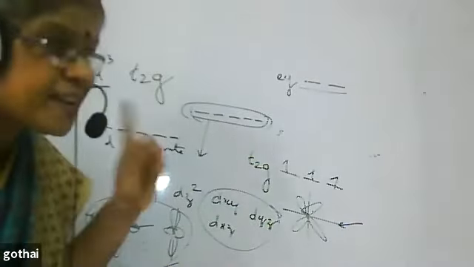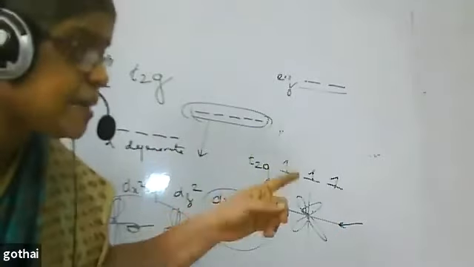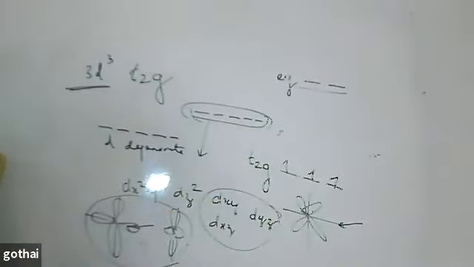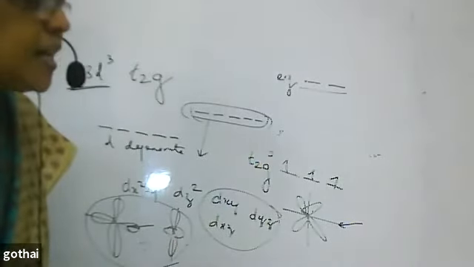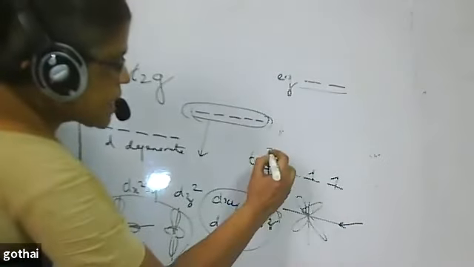d3 means you should not just write d3, d3 is a half-filled stable T2G configuration. Otherwise, you can write d3 as T2G3, a stable configuration, like this, because the number of electrons you write as a superscript.